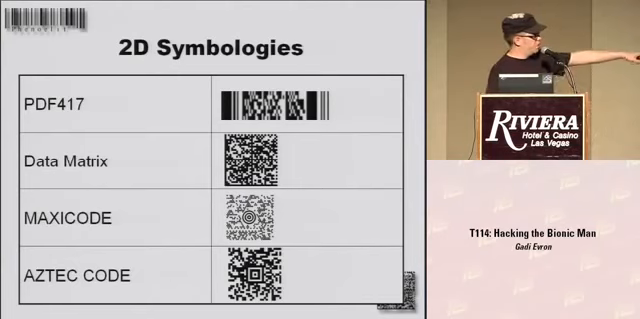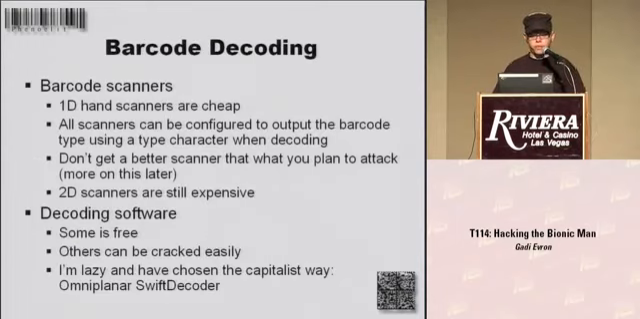You often see Aztec barcodes on UPS parcels. I've rarely seen MaxiCode except for on stuff that Cisco sent me once in the mail. And PDF417 barcodes are widely used in Europe for ticketing systems, and we're going to go into those later.